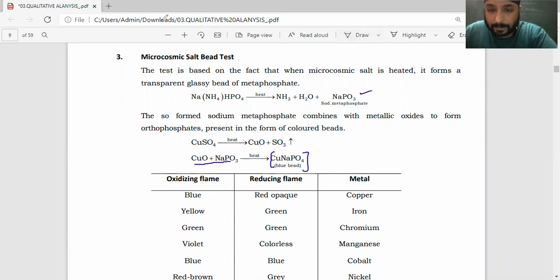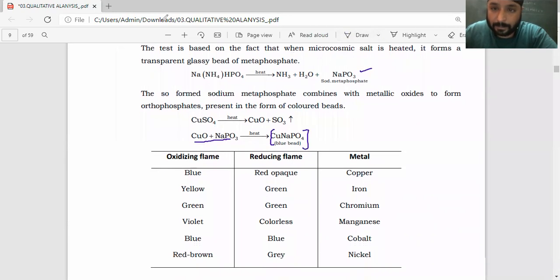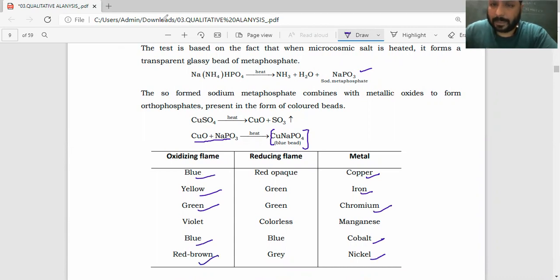Now again here you should remember certain colors, right? Now what are the colors? For copper it will be blue, for iron it will be yellow, for chromium it will be green, and cobalt blue is similar to the above thing which you have done. That's it. Getting it? So these are the things which you should know, right?